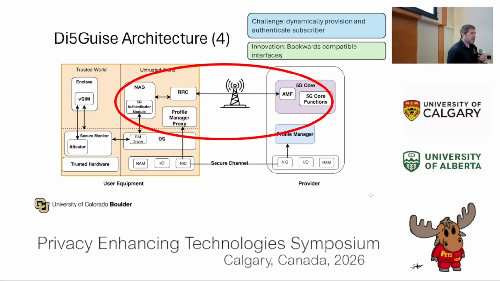And then the last piece is to dynamically provision and authenticate the subscriber. So this is what you want out of 5G. You want to be able to connect to a network. And it says innovation, but there's really no innovation. It was basically to make sure it's all backwards compatible. So once you have this device profile and all this software stack, we leverage open source 5G implementations, and validated that we can do all this without modifications.